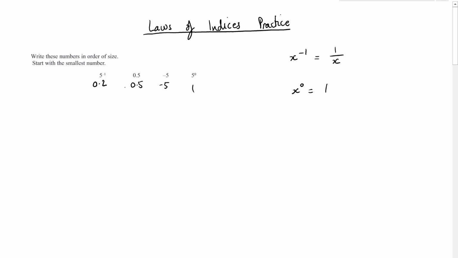So now if we wanted to write these in order, minus 5 is the smallest, and so we start with minus 5. Then 0.2 is the second smallest, but remember we have to write it how they've given it in the question. So that's going to be 5 to the minus 1. Then 0.5, and then 1 is the biggest, and so that's going to be 5 to the power of 0. So this is our answer to this first question.